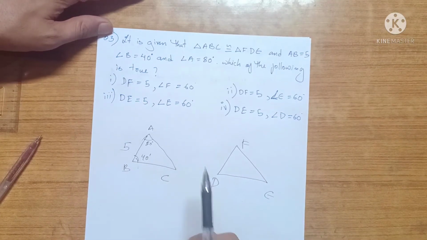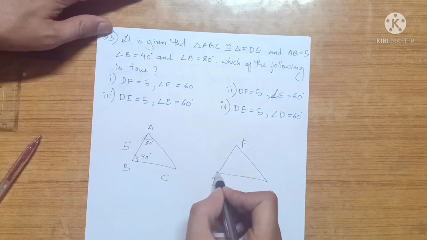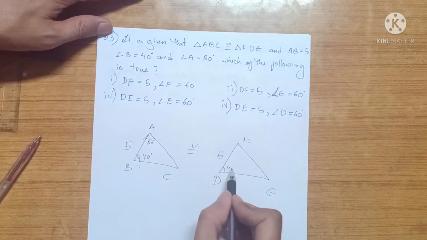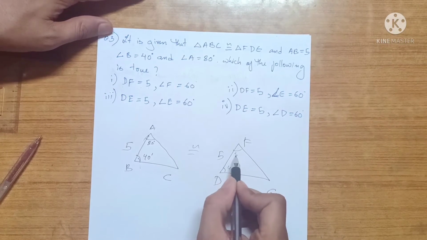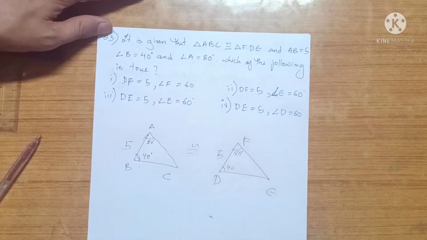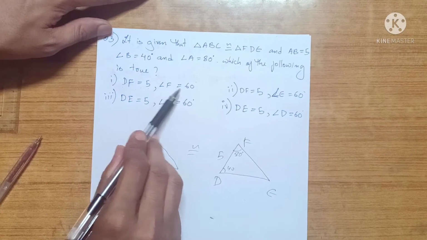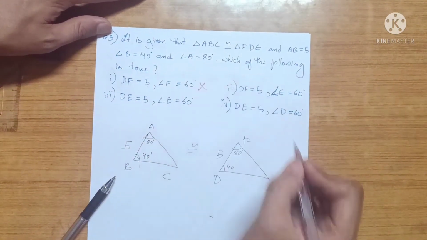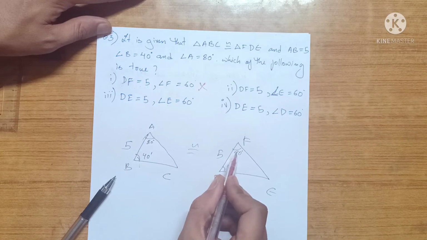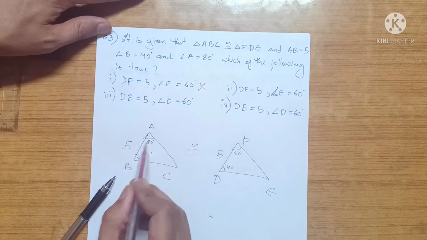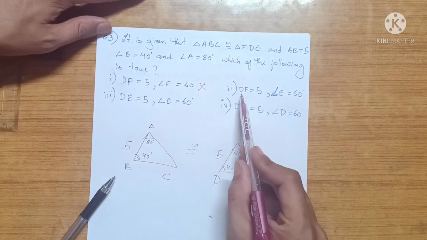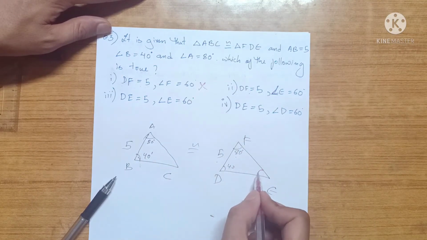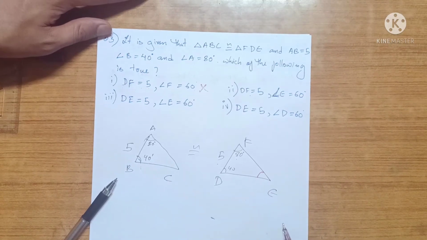Let's see. DF is 5. DF will be 5. Obviously they said these two are congruent, which means it's exactly the same. Even this will be 40 and this will be 80. That much is guaranteed. So DF is 5 and angle F is 60. So the first one is a no-go because the angle DF should be also 80, because here it's 80, this should also be 80. DF is 5, yes, and angle E is 60, they're saying.